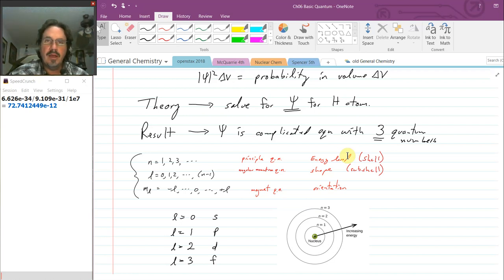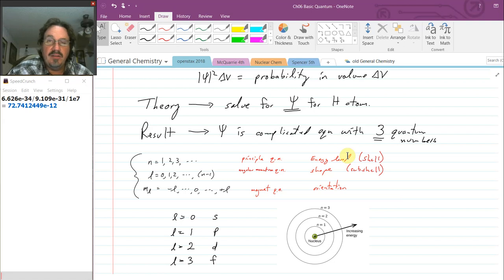L equals, again, 0 up to n minus 1. L is thought of as the shape of the wave. As we go through and look at the solutions, and plot what these shapes actually look like in 3 dimensions, we get very different shapes popping up. L tells us what that shape is going to be. The easy shape would be just a sphere, just a ball, and that's exactly what you get with L equals 0.